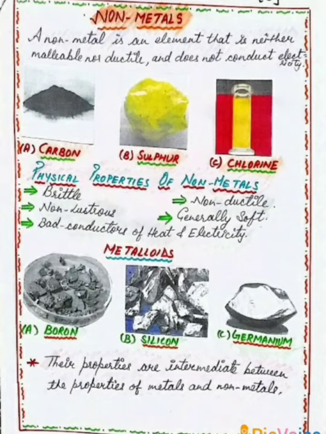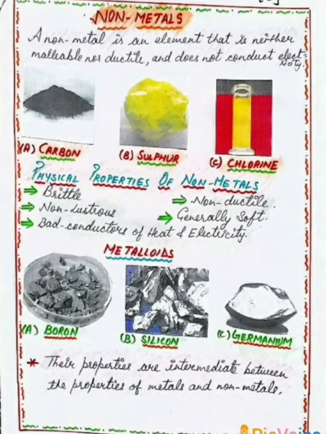Third, non-metals are bad conductors of heat and electricity. This means that non-metals do not allow heat and electricity to pass through them. For example, sulfur and phosphorus are non-metals which do not conduct heat or electricity. Many of the non-metals are in fact insulators. There are, however, some exceptions. Diamond is a non-metal which is a good conductor of heat.